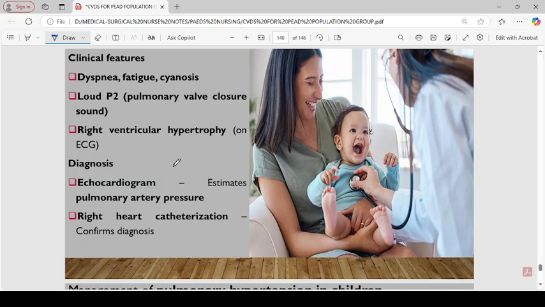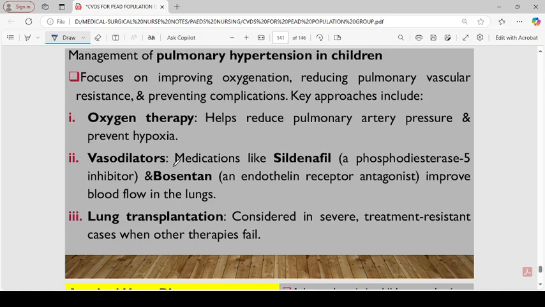The clinical features could include loud P2 pulmonary valve closure, right ventricular hypertrophy on the ECG. For the diagnosis, you could do echocardiogram, which estimates pulmonary artery pressure, and right heart catheterization. For management, we focus on improving oxygenation, reducing pulmonary vascular resistance, and preventing complications.